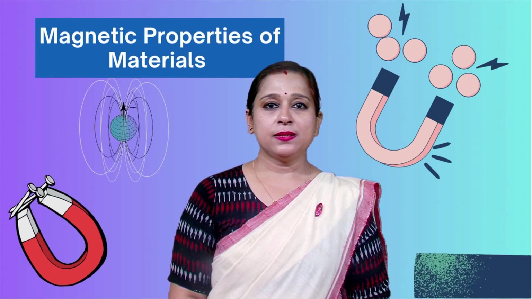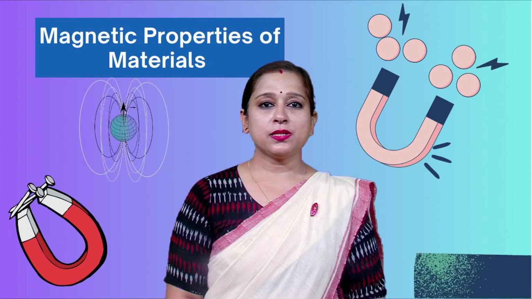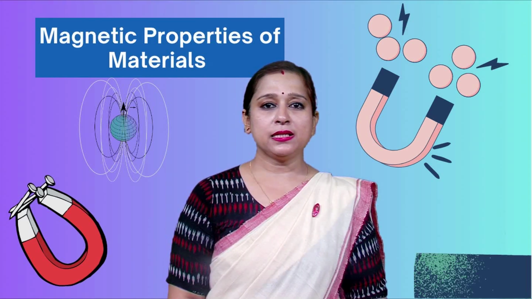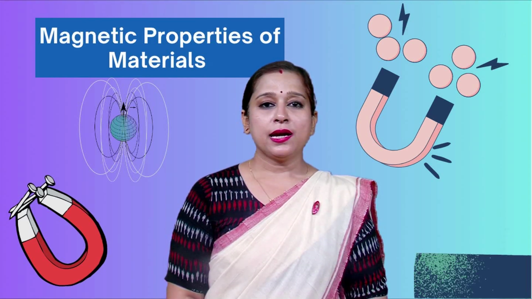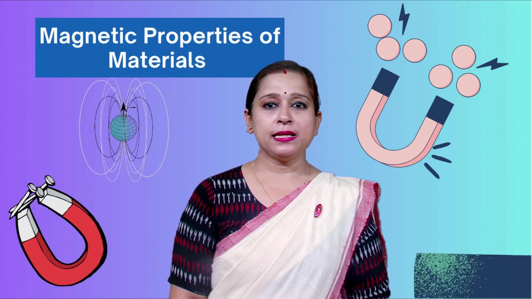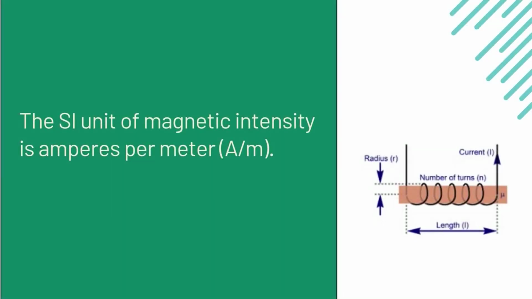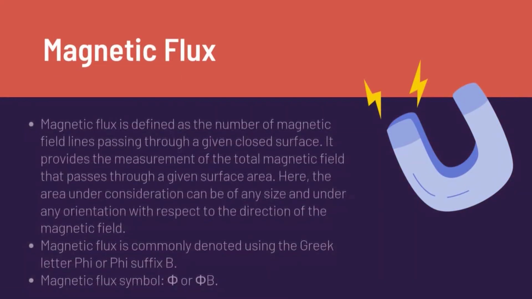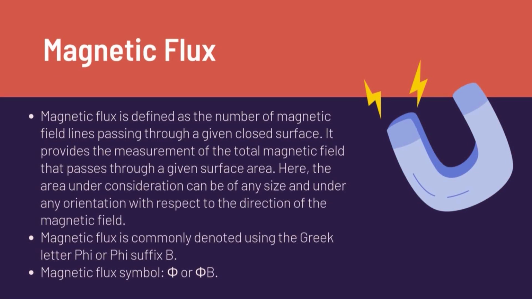Magnetic intensity is defined as the magnetic field strength produced by a magnet or electric current. It quantifies the magnetizing force regardless of the medium in which the field exists. The SI unit for magnetic intensity is ampere per meter. Magnetic flux is defined as the number of magnetic field lines passing through a given closed surface. It provides the measurement of the total magnetic field that passes through a given surface area.